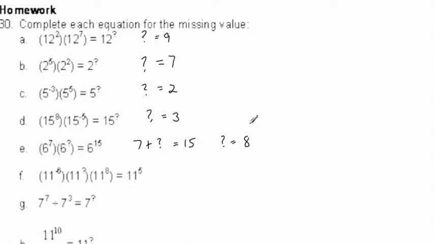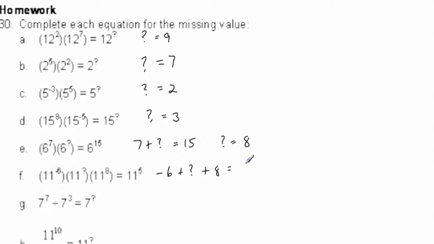Letter F. 11 to the negative 6 times 11 to a blank times 11 to the 8th equals 5. So in this case, I have a negative 6. I'm going to add to it a question mark. And then I'm going to add to it 8. And that all has to equal 5 in the end.